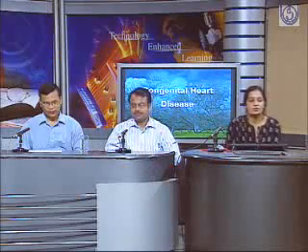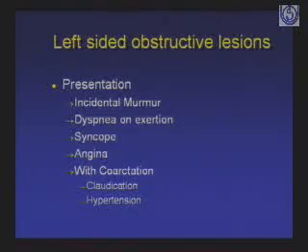Coming to the left-sided obstructive lesions, the presentation is usually an incidental detection of a murmur. With increasing severity of stenosis, we get dyspnea on exertion and early fatigability. With very severe stenosis, even syncope and angina. With coarctation, usually claudication and leg pains are the presentation because of reduced flow in the lower limbs, along with detection of hypertension on routine evaluation.